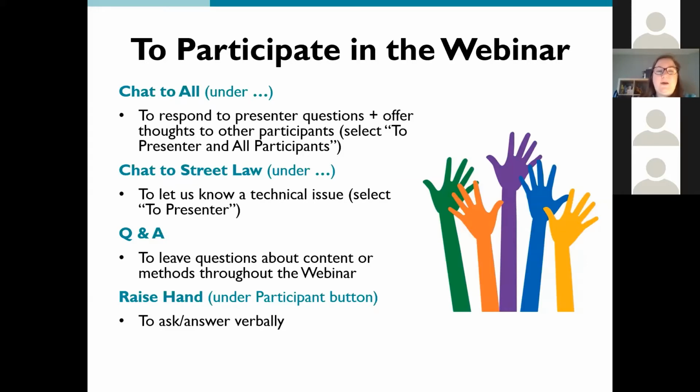And then if you have a question that you want to get answered, you can use the Q&A function to queue up the questions. We'll have a section where we come back to those questions if we can't answer them right away. And then finally, there are going to be a couple of occasions where if you want to ask or answer a question verbally, you can hit the raise your hand. Make sure you're listening out for those, because I'll let you know when those times are.